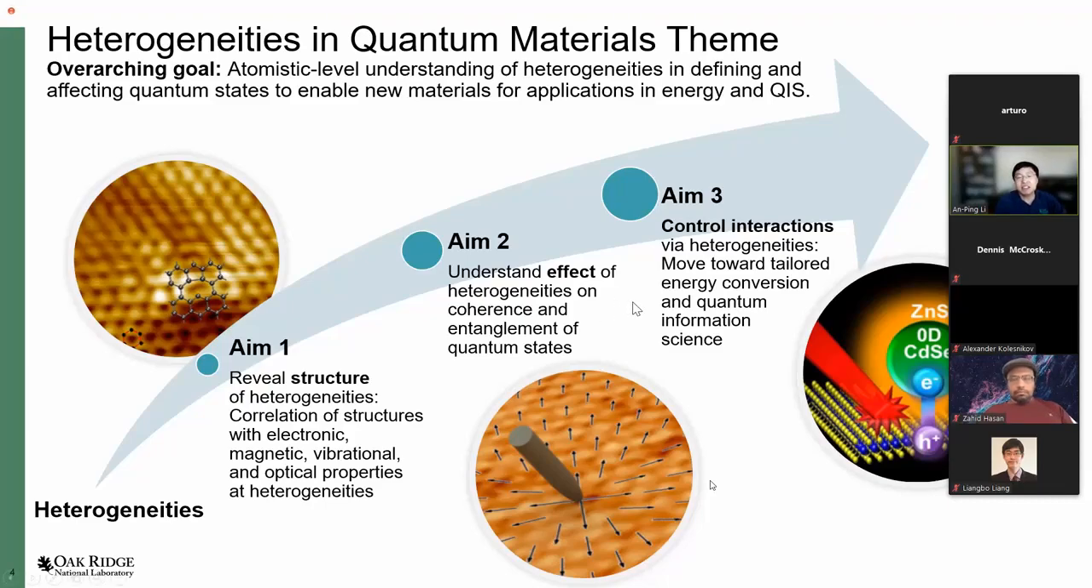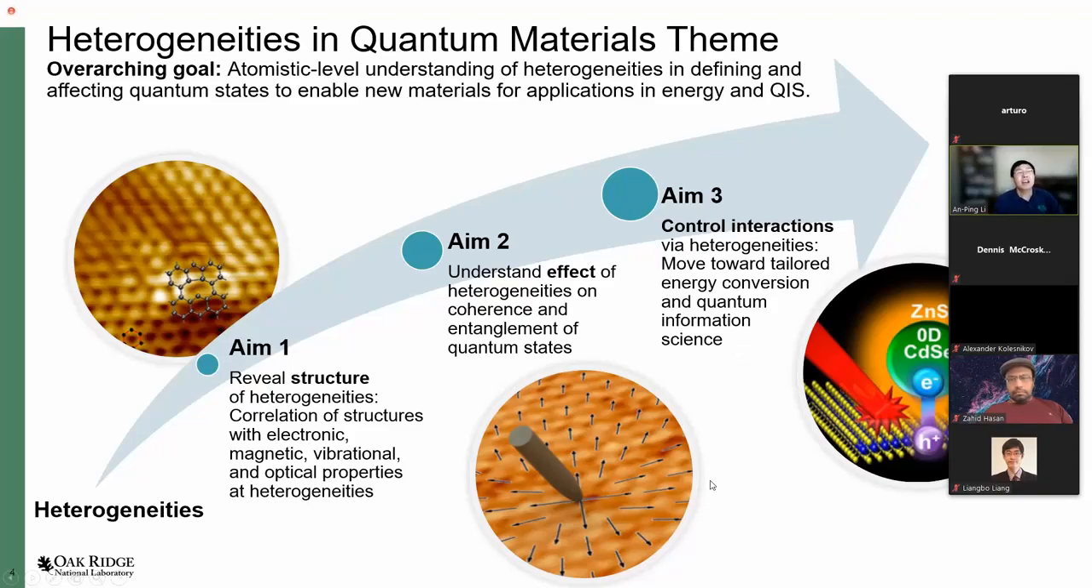And based on this understanding, in aim 3, we want to control heterogeneities or create new materials with rationally designed heterogeneities in order to tailor the energy conversion process for quantum information science application.